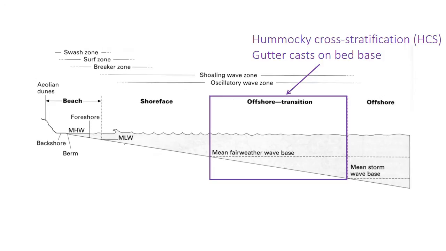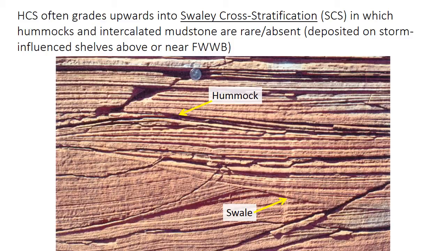If we move above fair weather wave base into the shore face, in the shore face environment, there is fairly continuous wave energy. So this means that the mudstone interbeds disappear or become very rare. Wave energy here, even from fair weather waves, is sufficiently high to keep mud in suspension so it is not able to be deposited. We'll talk about a couple different types of shore face environments.